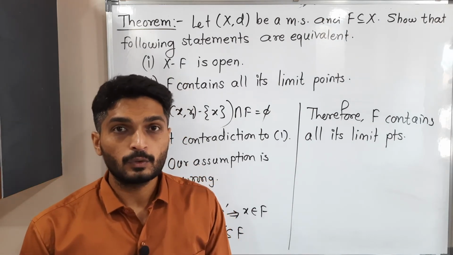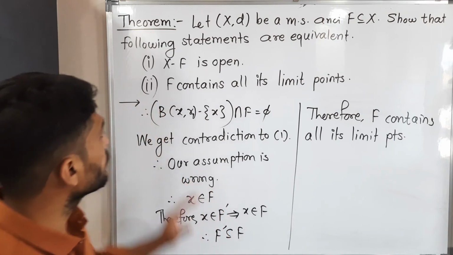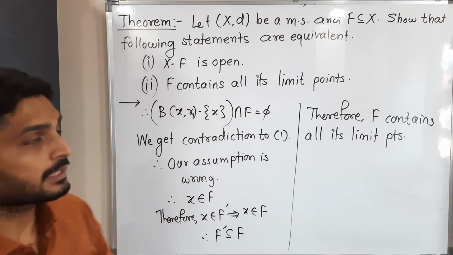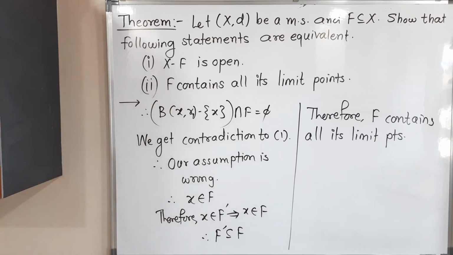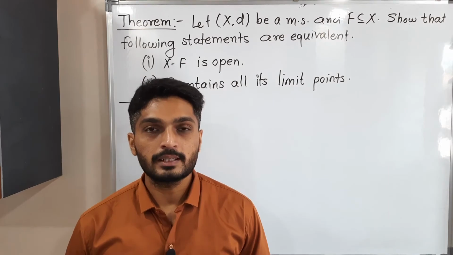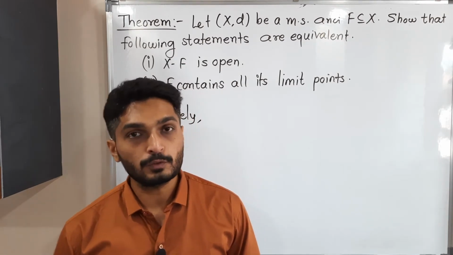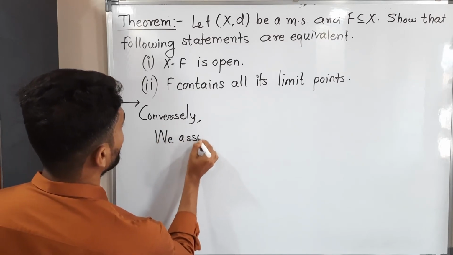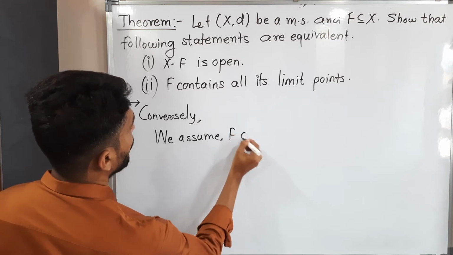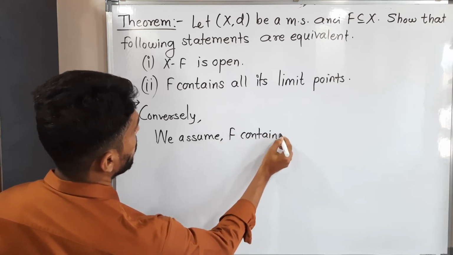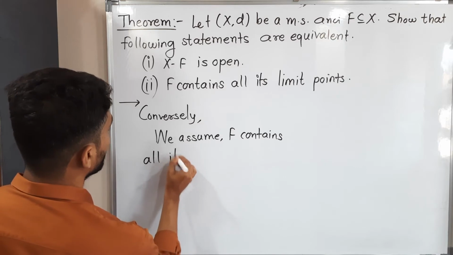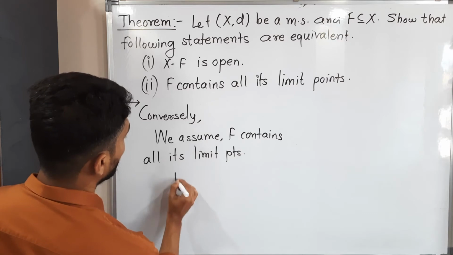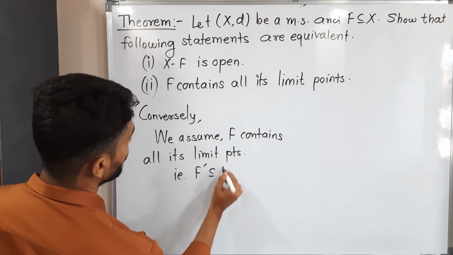Okay, after that, conversely we have to prove this theorem. That means I am going to assume the second statement and we are supposed to prove the first, that means X minus F is open. You can make a screenshot of it, after that we will go further. Let us discuss its converse part now. So conversely, we assume F contains all its limit points. Okay, so symbolically we can write that is F dash subset of F.